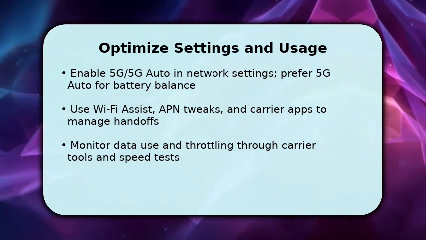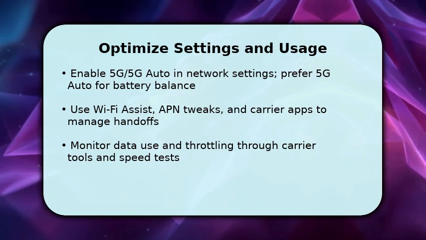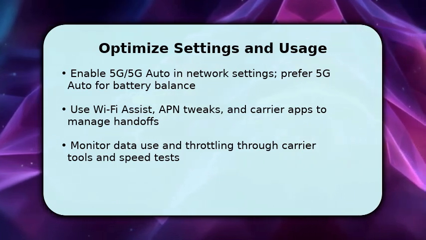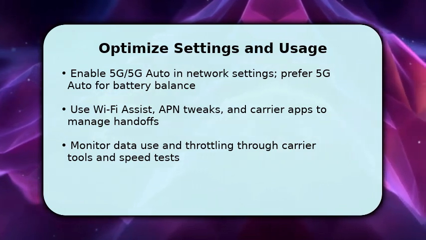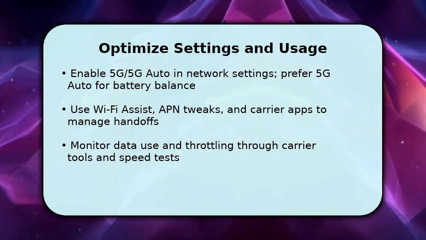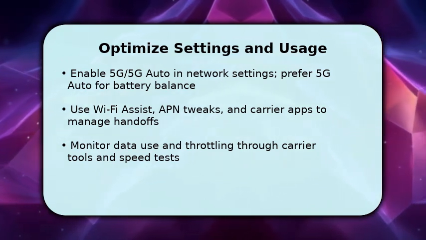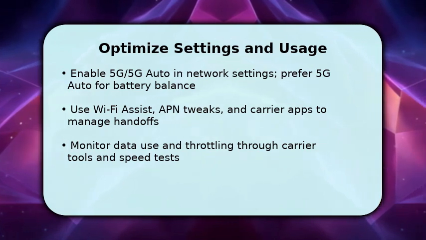Next, configure APN or carrier app settings for tethering and VoLTE if required, because incorrect APNs can block features. Also run a few speed tests and check carrier dashboards regularly to spot throttling or band steering. Those checks guide further tweaks.